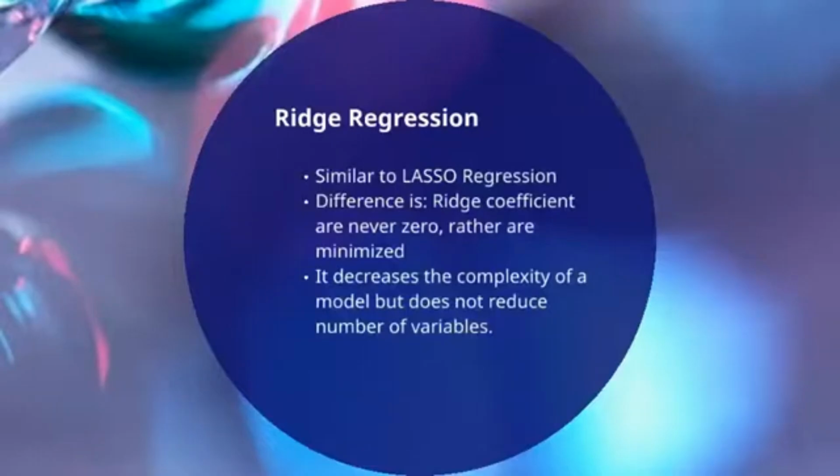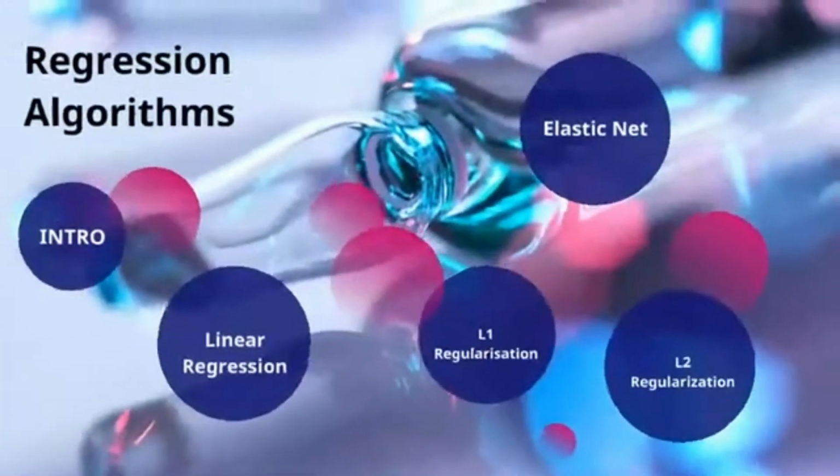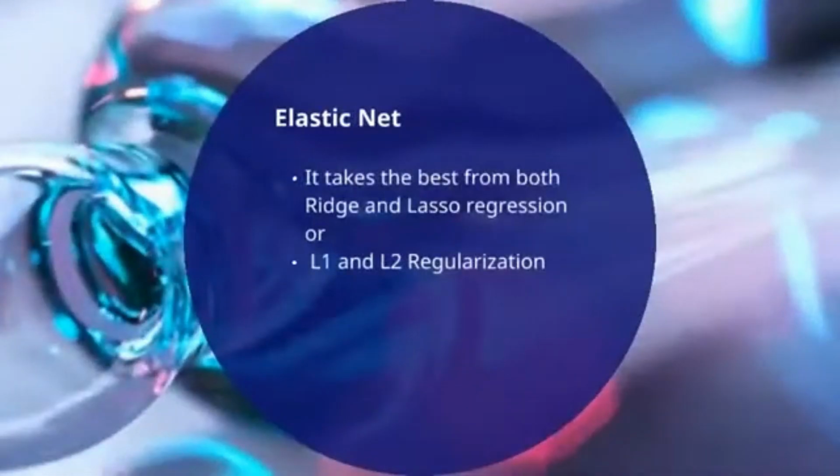Now let's move on to a different regression algorithm, and that is called elastic net. This elastic net is a combination of L1 and L2 regularization. It takes the best from both ridge and lasso regression. This will be clearer when we do the practical exercise of it: how it is really the best, how it takes the best from both regressions, how it fits the data, and what it is really doing.